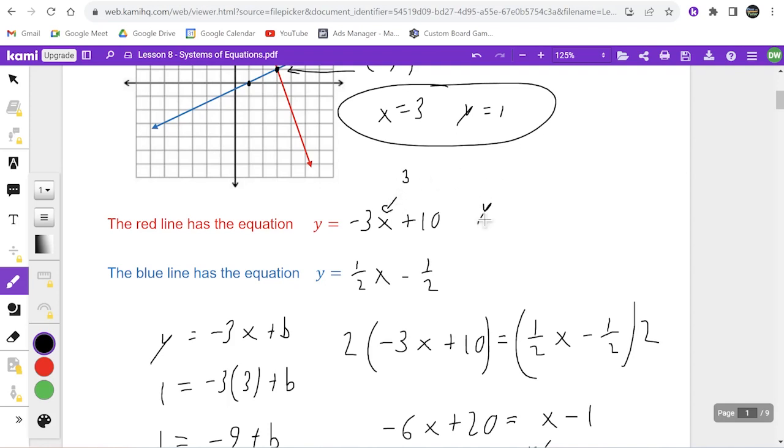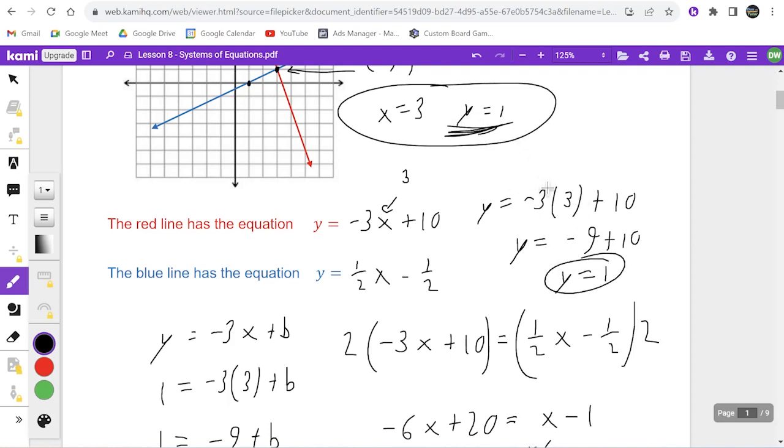And if I do that, y equals negative 3 times 3 plus 10. I'm going to get y equals negative 9 plus 10. Looks like I get y equals 1, which is exactly what I said up here when I was looking at the graphs themselves. So that's one method of solving systems of equations. That's actually called the substitution method because you're substituting in for y in both equations.